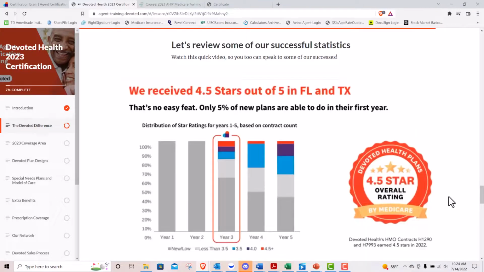For 2022, we received our first star rating, and we obtained 4.5 stars out of 5 as our overall rating in Florida and Texas. Wow. Only 5% of new plans are able to do this in their first year. In our other markets, we are still too new to be rated. We will receive our next star rating in October 2022 for 2023 plan year.